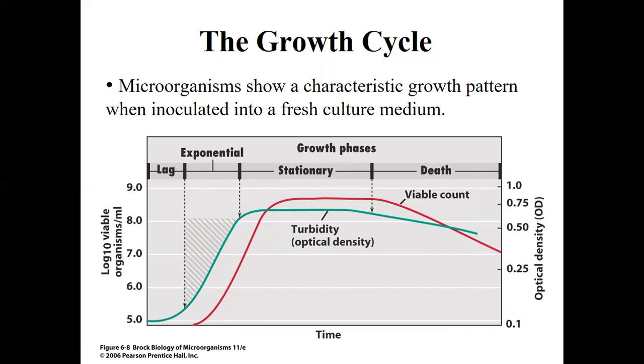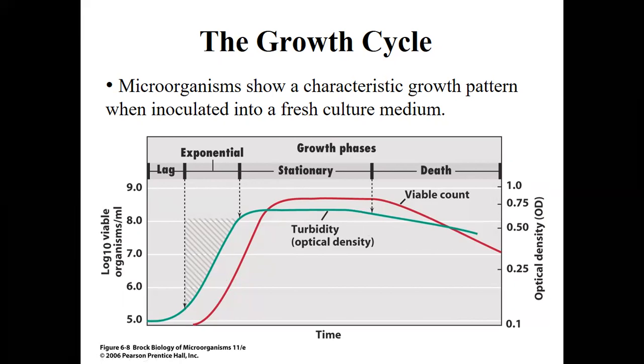So what is the growth cycle? In bacteria or most microbes, there are four types of phases: lag phase, exponential phase, stationary phase, and the death phase. So this is the lag phase. This part in this curve, this green part, this part is known as the lag phase.